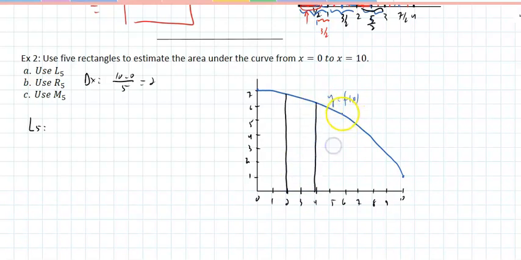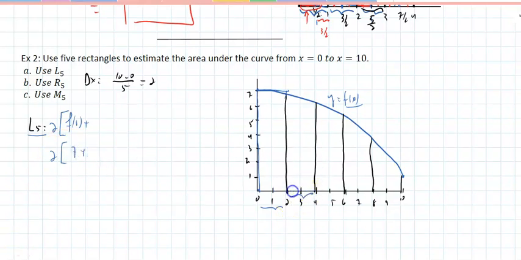These are the 5 rectangles that I'm looking at. Well, let's see. If I go for L sub 5, the left-hand approximation, I go to the first interval, which is 2, and wouldn't you take f of 0? Right? This is y equal f of x. Wouldn't you say this is the height? And you create such a rectangle. Isn't the height 7 in this case?